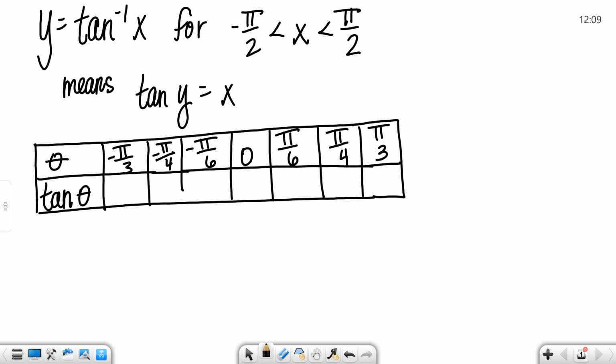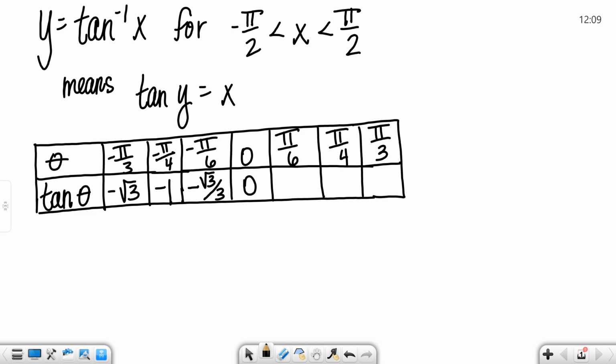Okay, so if I look at my unit circle, remember tangent is the y value over the x value of the ordered pair on the unit circle. So for tangent at negative pi over 3, I would end up with negative square root of 3. At negative pi over 4, I would get negative 1. At negative pi over 6, I would have to rationalize and get negative square root of 3 over 3.